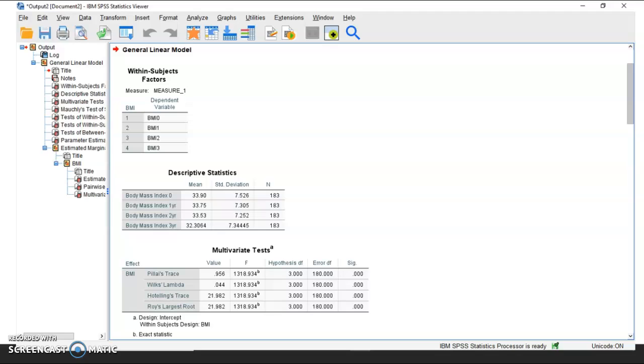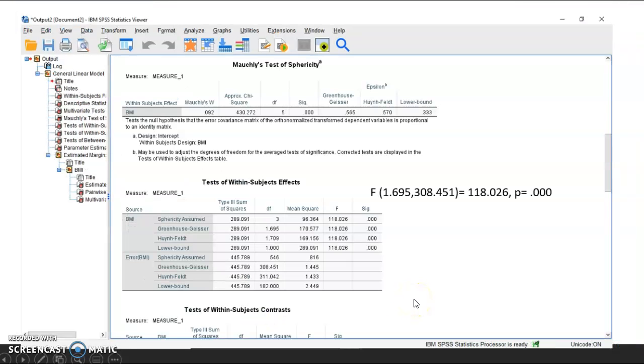Make sure I didn't skip anything. Yeah, here's my output. So you can see in my descriptive statistics that I have 183 participants. They obviously all finished the test because there are 183 at baseline, 183 at year 1, at year 2, and at year 3. Next is my multivariate test. Okay, and here is my Mauchly's test of sphericity, and you can see that sphericity is significant, so therefore it has been violated.